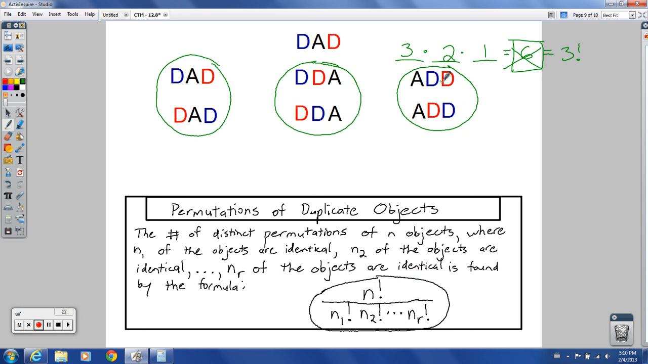Does this match up with this? Well, we had 2 of the identical objects. So n sub 1 is going to be 2 factorial. And this is the only one that is repeating. The only one that shows up more than once is the D. So this would become 3 factorial over 2 factorial, which is 3 times 2 times 1, over 2 times 1. These would cancel. You'd be left with 3. And that's exactly what we see here. So we're going to do one more example like that.